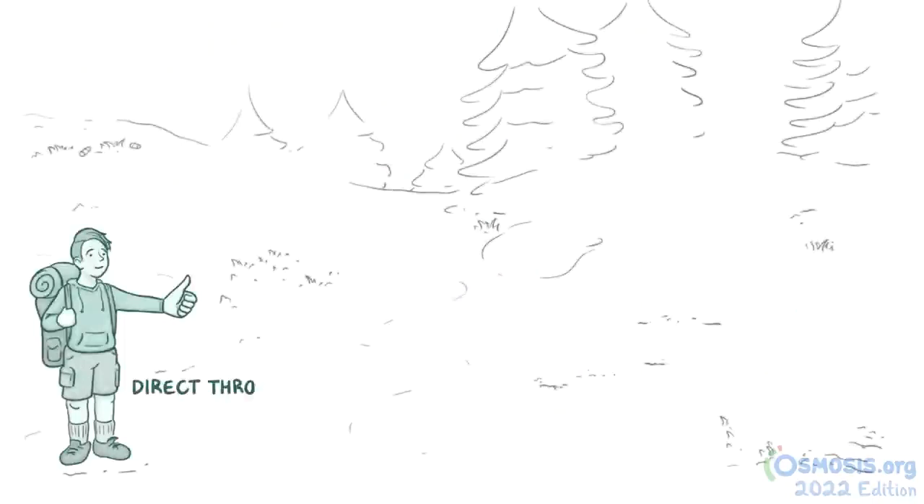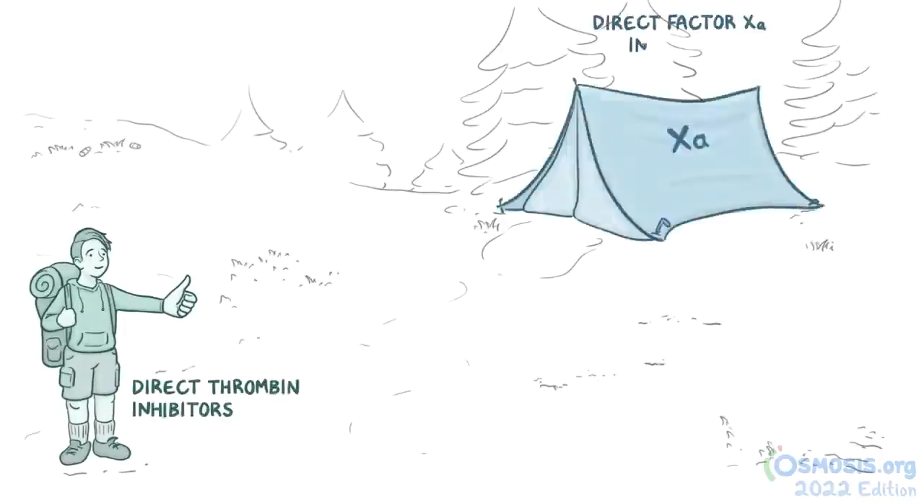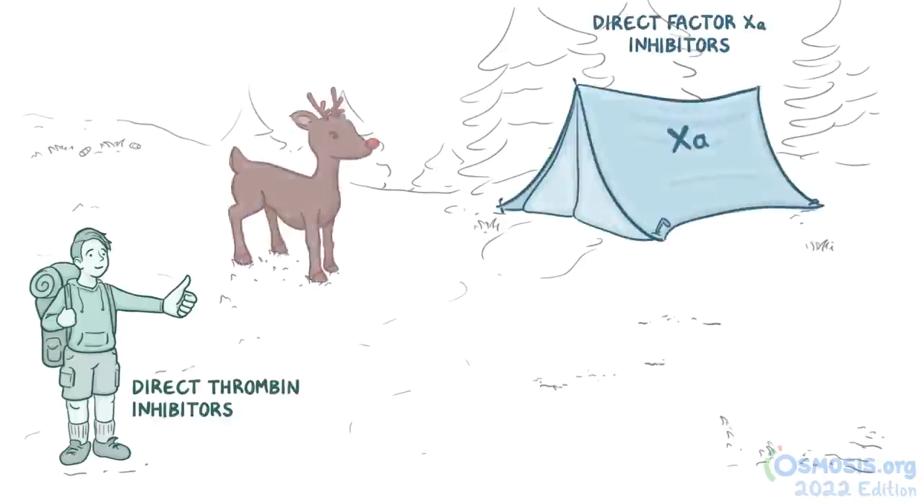Alright, so now let's make a simple and fun mnemonic that'll help you efficiently memorize these pharm facts. Let's have a hitchhiker sticking out a hand with a huge thumb for the direct thrombin inhibitors. And further away, there's a tent for factor 10A inhibitor. The hitchhiker's pet reindeer, Rudolph, represents the 3 drugs that end in rudin, like bivalirudin, lepirudin, and desirudin.